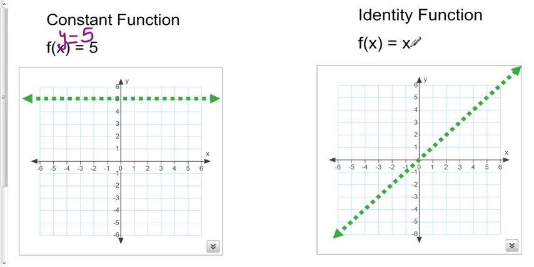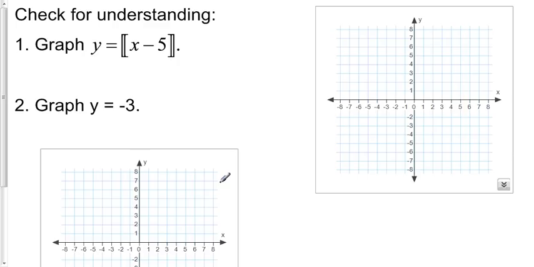The identity function is y equals x, or f of x equals x. And I just described that one on the last page. So points like (0, 0), (1, 1), (2, 2), (3, 3), (4, 4). Those points are on this graph, and so it just makes the diagonal with a slope of 1, up 1 over 1. All right, I'd like you to try these graphs on your own. The first one is practice with the greatest integer function, and the second one is just a constant function.